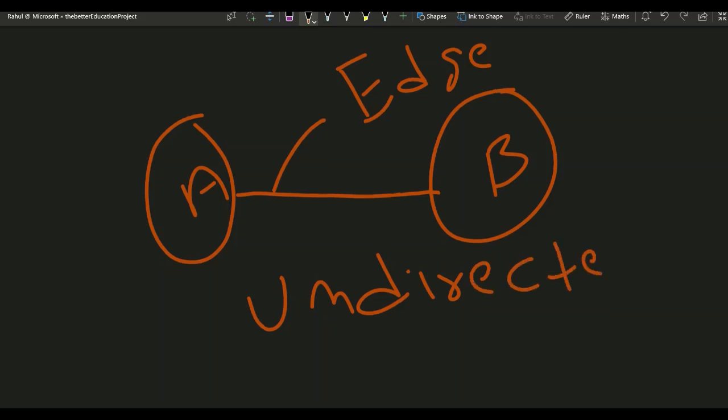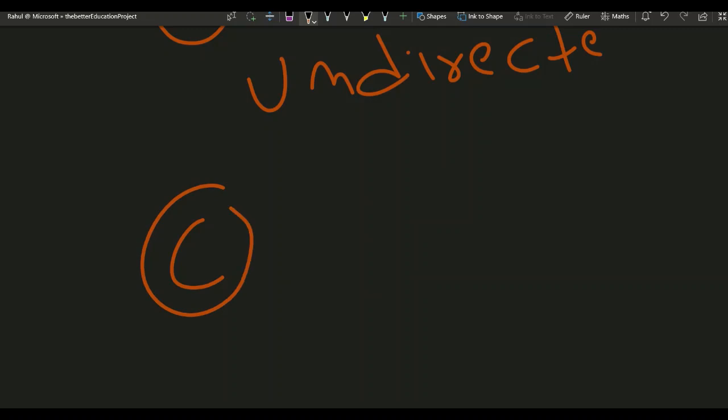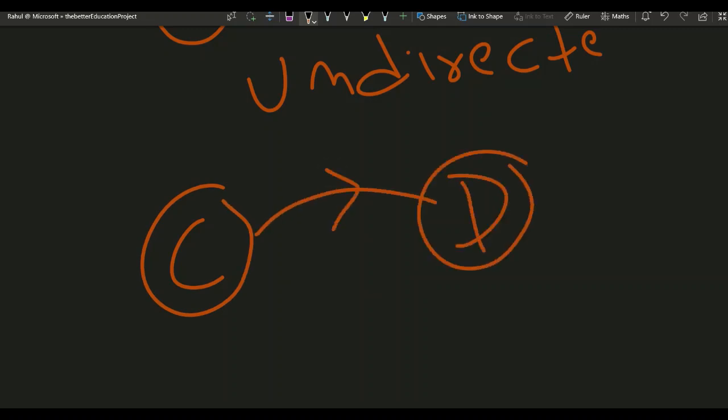Say suppose there are two cities C and D, and we represent an edge like this. That means there is a path from C to D. Like you can go from C to D, but you cannot come back from D to C using the same edge, because there is only one way path. So this is called directed edge.